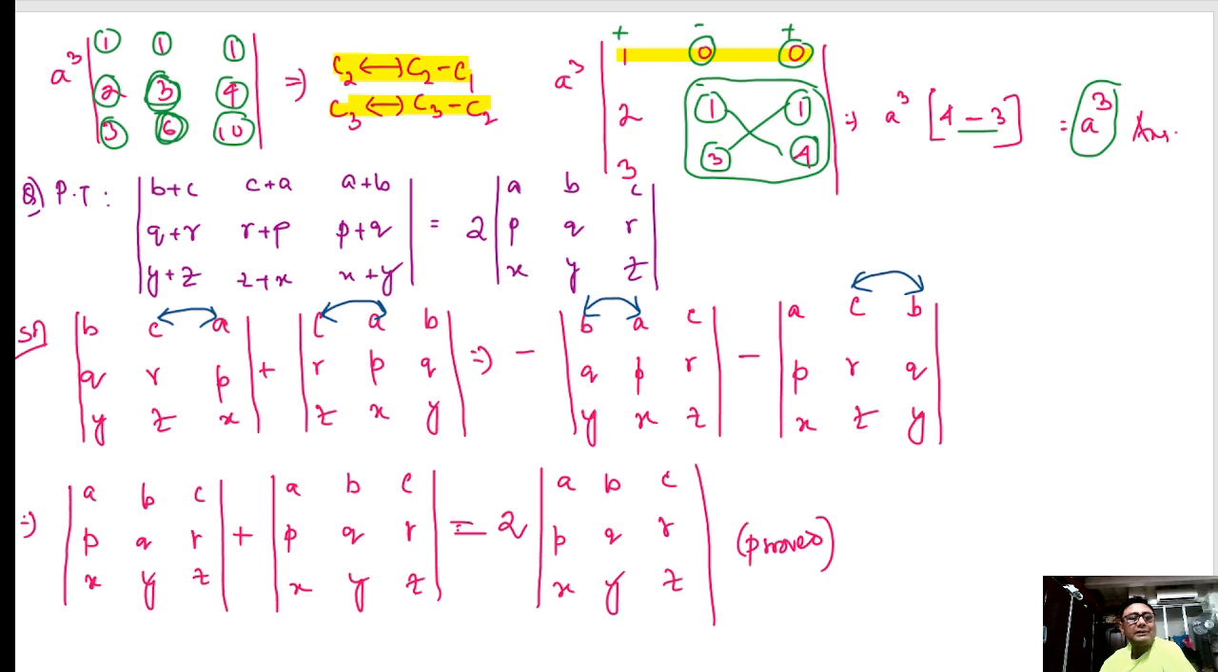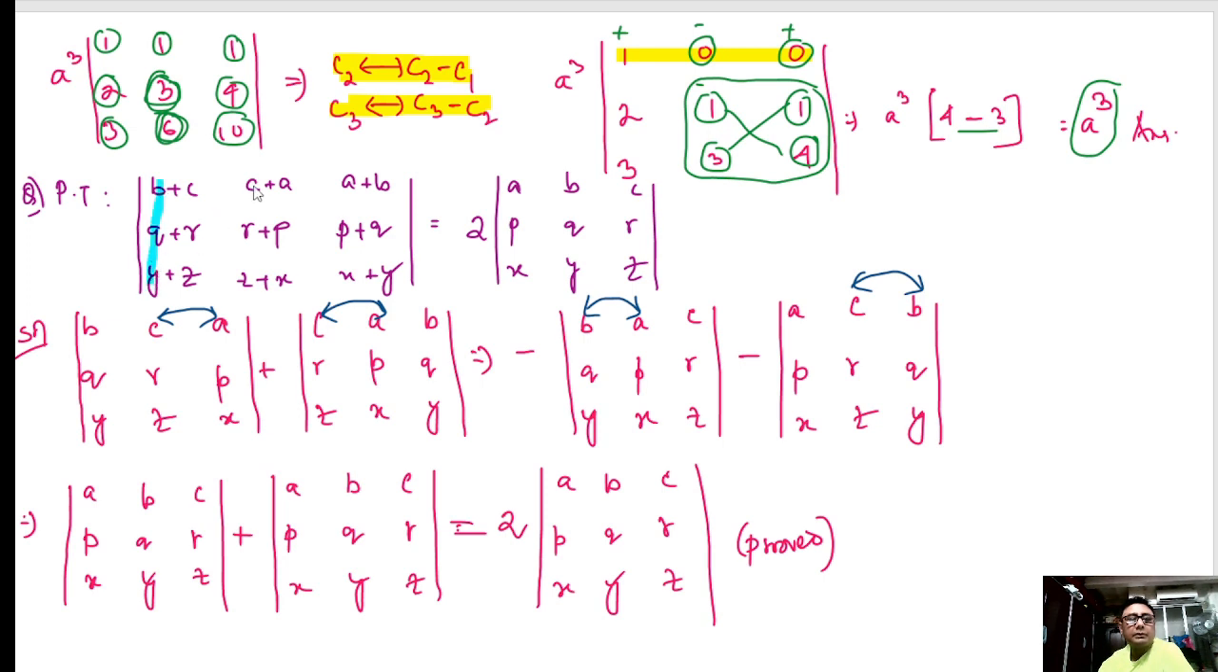So friends, let's see the next sum in this. We have to prove that this is equal to twice of this. So what we are doing is, we are breaking the determinant into two parts from here, C R Z and A P X. So see, similarly, I am showing you how you will break it. Please watch here.